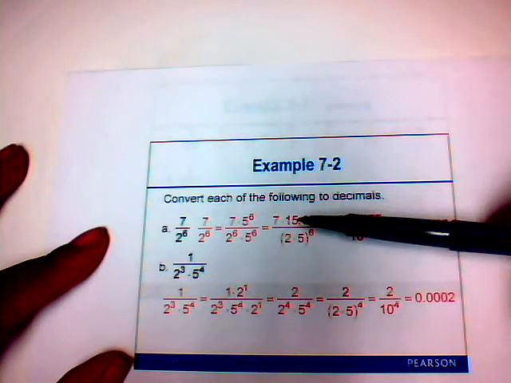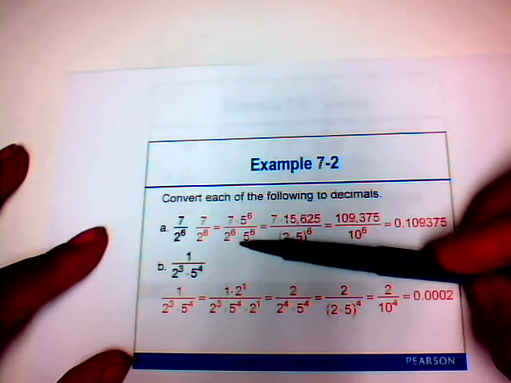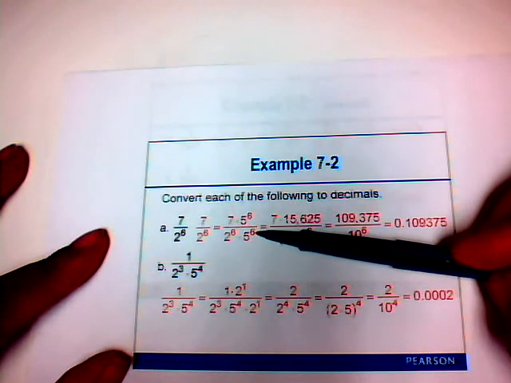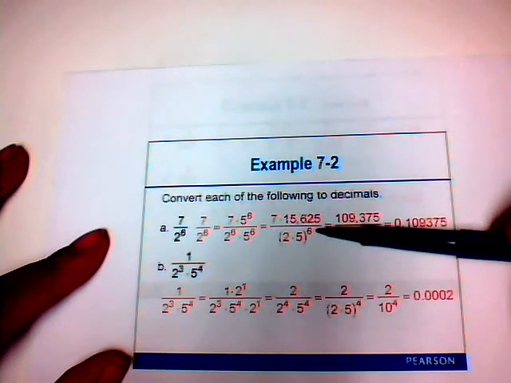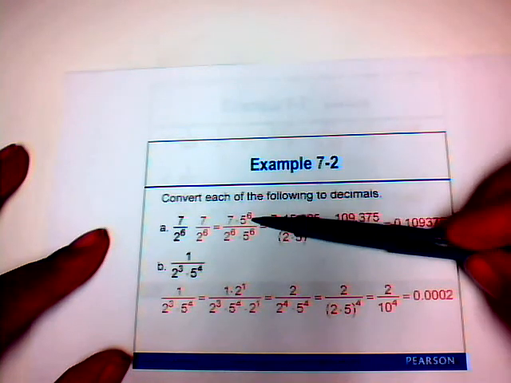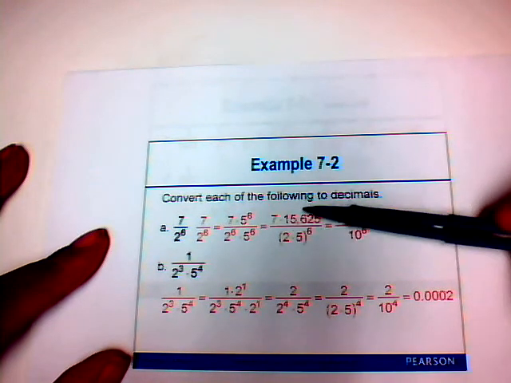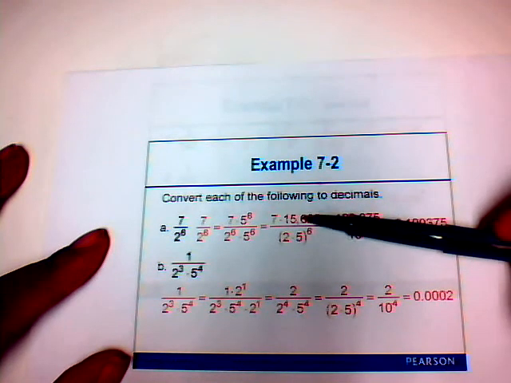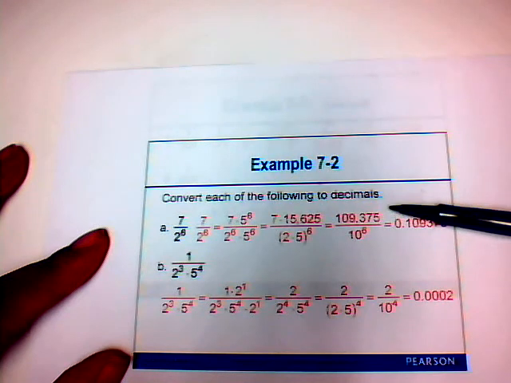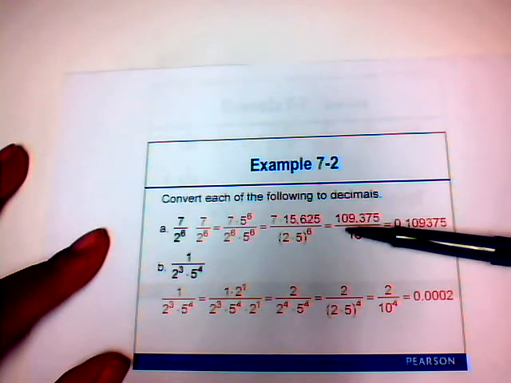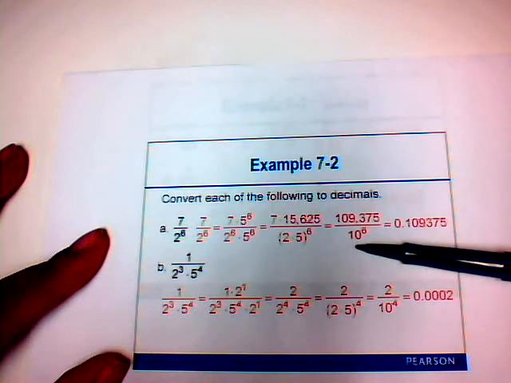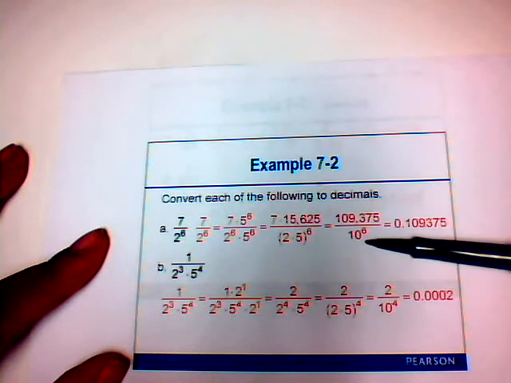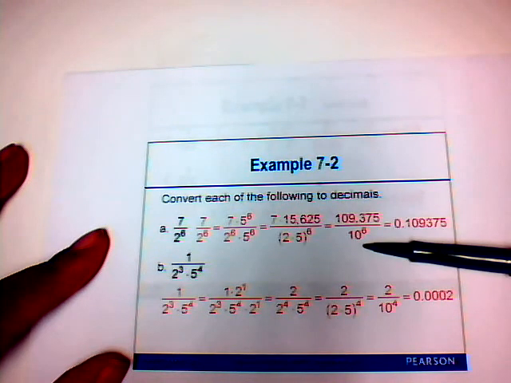And when I do that, the denominator, 2 to the 6th times 5 to the 6th, another way of writing it would be 2 times 5 raised to the 6th. And then 5 to the 6th power, if you simplify that, it would be 15,625. And then that's multiplied by 7 to give you 109,375. Over, now 2 times 5 would give me the 10. So it'll be 10 to the 6th power. And 10 to the 6th power is 1 million, or 1 millionth in the denominator.